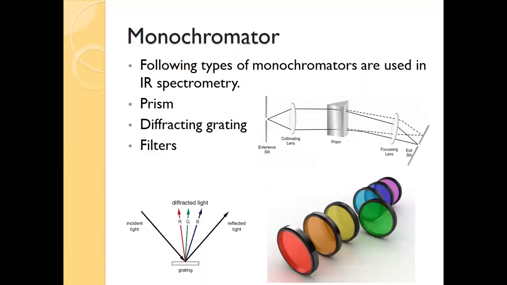Now we have the monochromator. Following are the types of monochromators used in IR spectroscopy. First, prism; second, diffraction gratings; and third, filters.